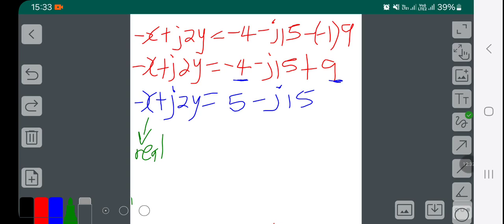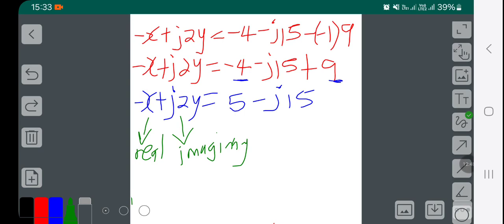Now, which one is your imaginary number? Imaginary number is this one now, which is your 2y, because that 2y is multiplying j. That j represents imaginary number. So which means this one we can call it imaginary number.